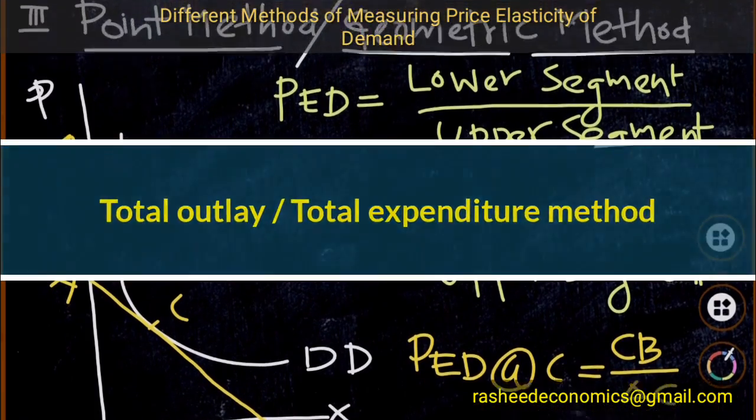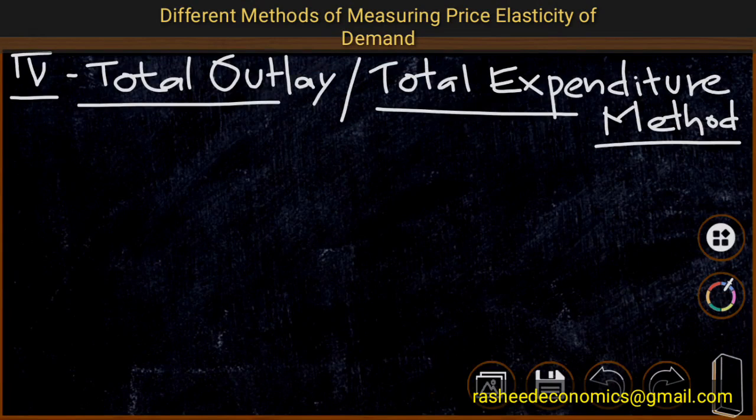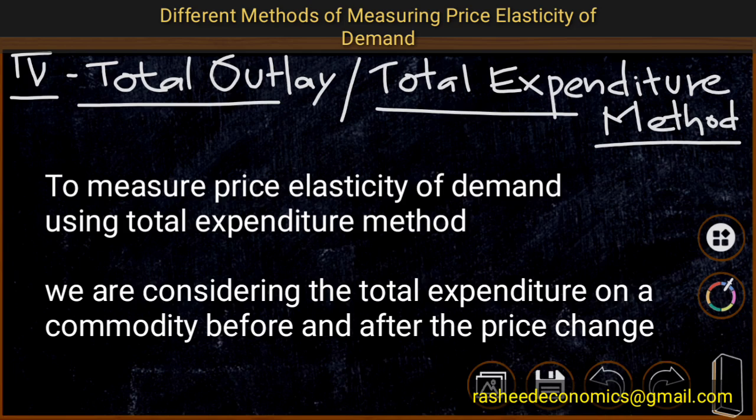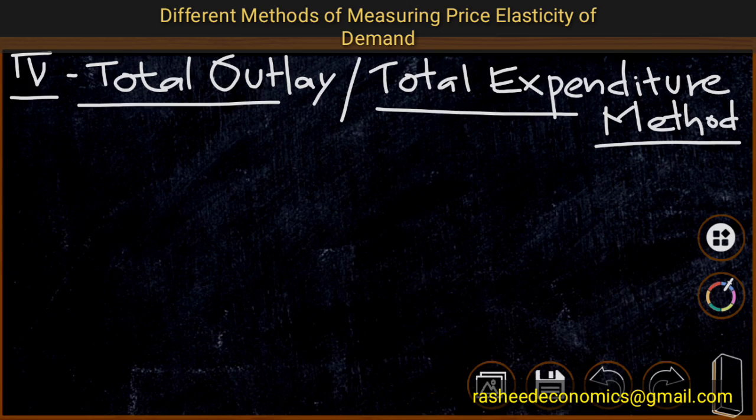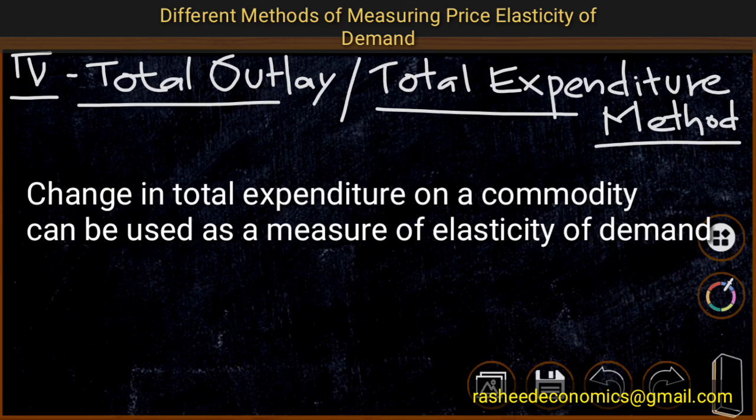It is possible to analyze the nature of elasticity of demand using total outlay or total expenditure. Therefore, this method is called the total expenditure method or total outlay method. The meaning of the term outlay is expenditure. Here we are considering the amount of money spent on a commodity before and after its price change. Or we can say that the change in total expenditure can be used as a measure of elasticity of demand.